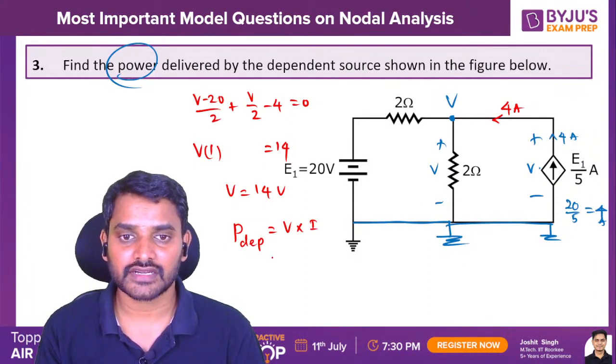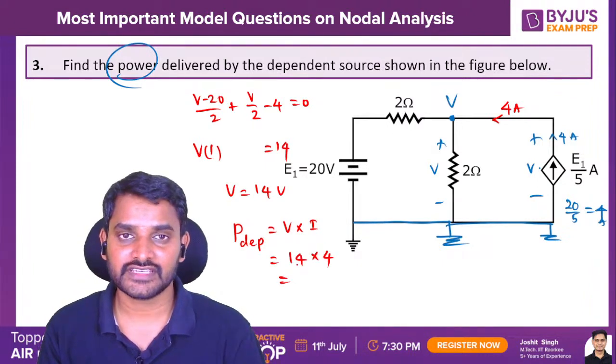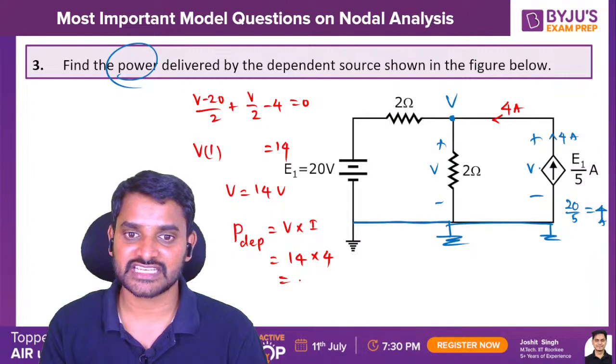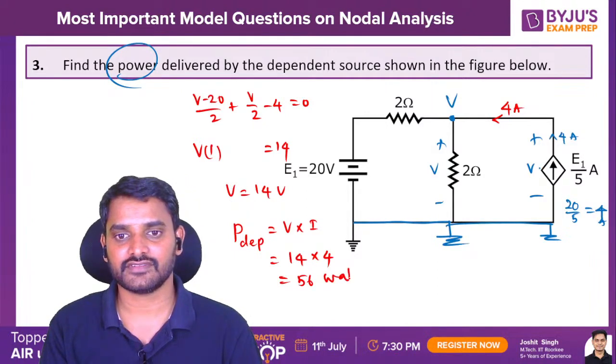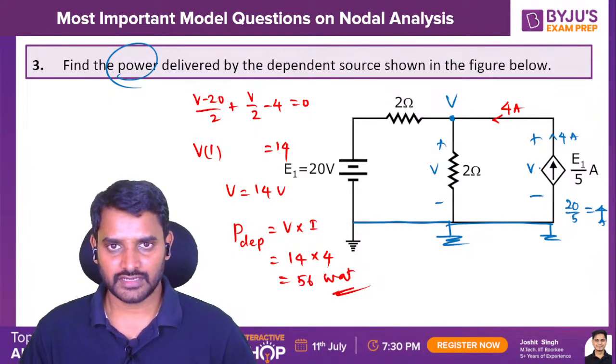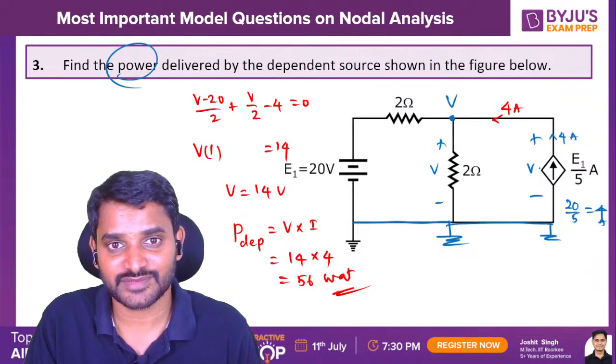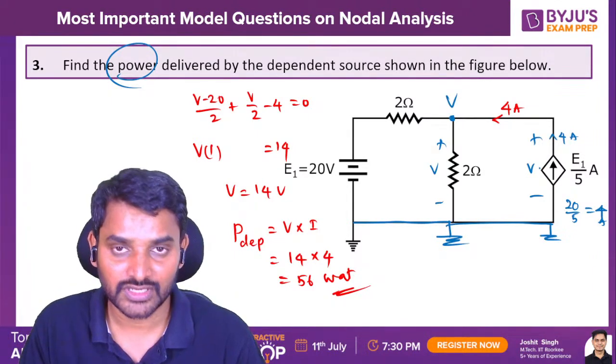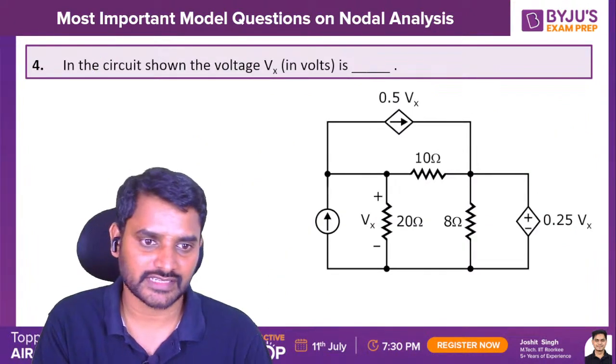Voltage into current. So 14 into 4. 10 fours are 40, 4 fours are 16. 40 plus 16, 56 watts. That's it. The network is simple, so the answer is also simple. So let us move on to the next question so that you'll understand.